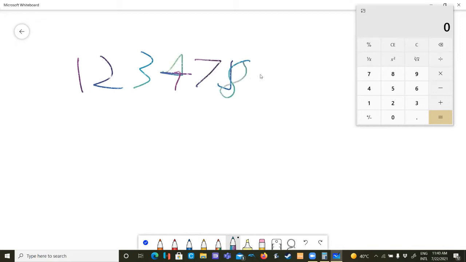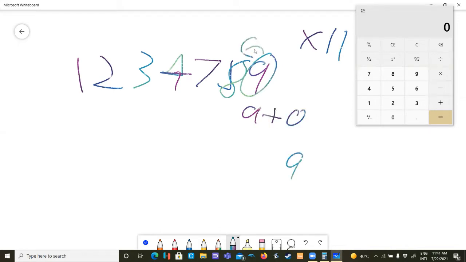Now, let's see if it works with a giant number, like a 6 or 7 digit number. I will take a random number such as 1, 2, 3, 4, 7, 8, 9. Now, let us multiply this by 11. So, 9's neighbor is nothing. 9 plus 0, 9.